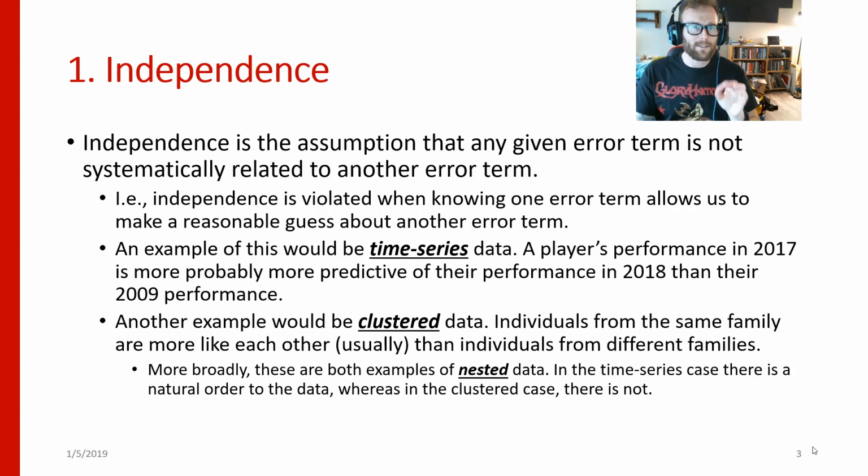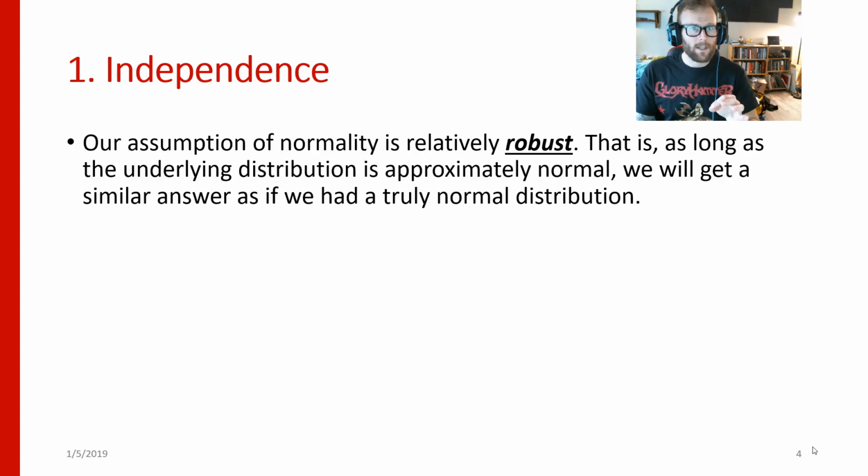And this independence assumption is very important because unlike the assumption of normality, which we've talked about before, the assumption of independence is very fragile. Often people will talk about the assumption of normality as being relatively robust. That is to say, as long as the underlying distribution is approximately normal, we're going to get a very similar answer, for instance, when we calculate a probability, as if we had a truly normal distribution.